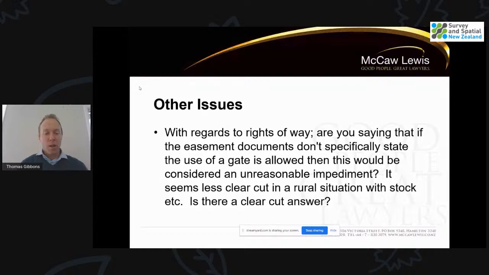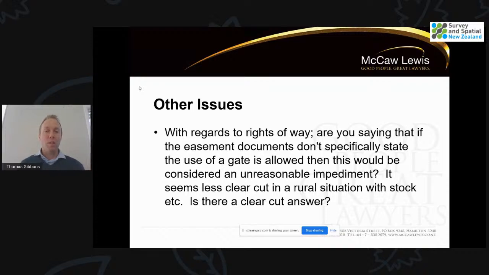Another question from last time with regards to a right-of-way. Are you saying that if the easement documents don't state the use of a gate is allowed, this would be an unreasonable impediment? So this was a case I was talking about, came out of Auckland a few years ago, where there's a right-of-way, a gate was put over this, and then part of the gate was removed, and that meant that the gate no longer achieved its purpose. Half a gate isn't usually much use at all.